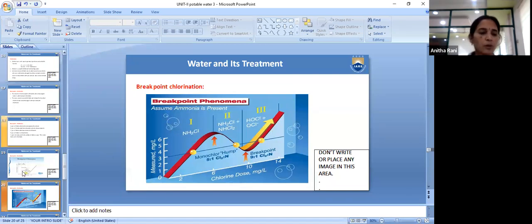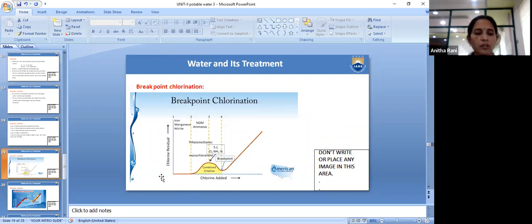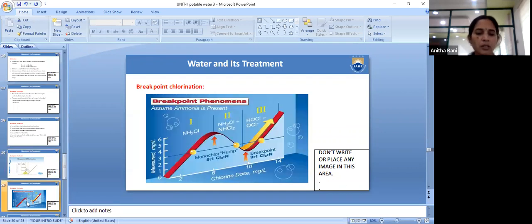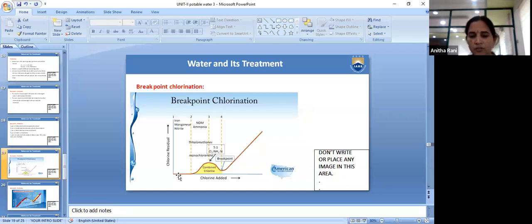So this is about breakpoint chlorination. I think everybody understood my curve. Initially, in this graph, there is no increase in the curve, because whatever chlorine you are adding, like 1 gram, 2 grams, 3 grams, for example, it is oxidizing all reducing impurities present in water.